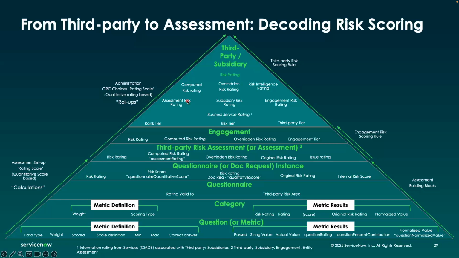Assessment risk rating. Assessment risk rating is calculated as already explained for third-party risk assessment record VRA risk rating calculations. Subsidiary risk rating. Subsidiary risk rating is calculated as already explained for the third-party risk rating. This applies the relevant third-party risk scoring rule for deriving the risk rating. Engagement risk rating. Engagement risk rating is calculated as already explained for the engagement risk rating. This applies the relevant engagement risk scoring rule for deriving the risk rating.